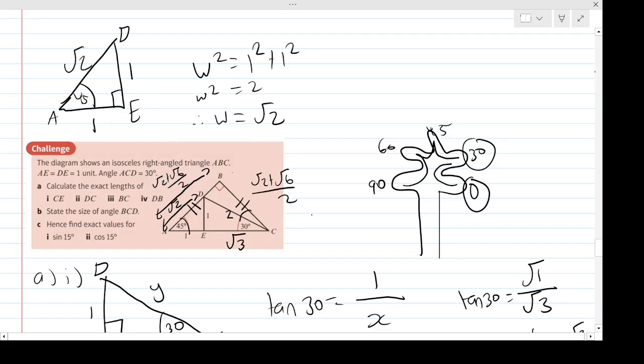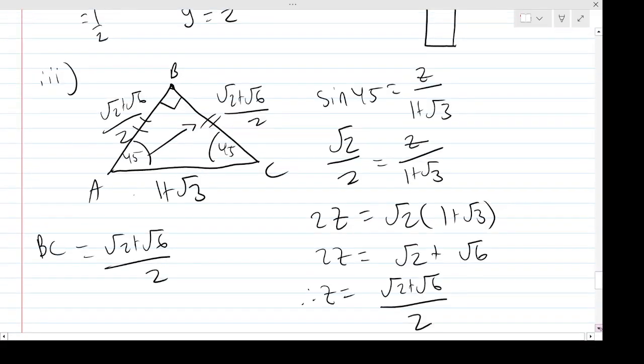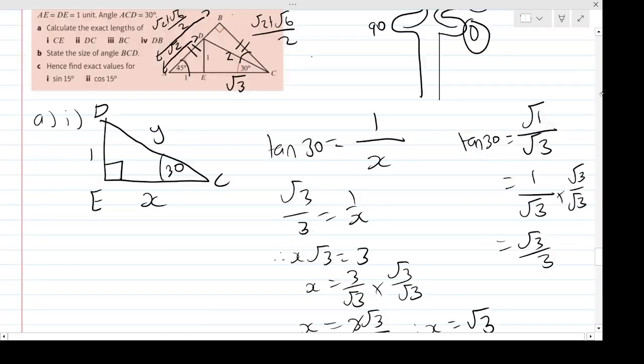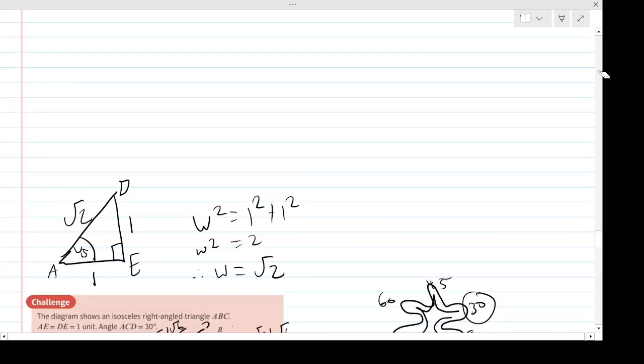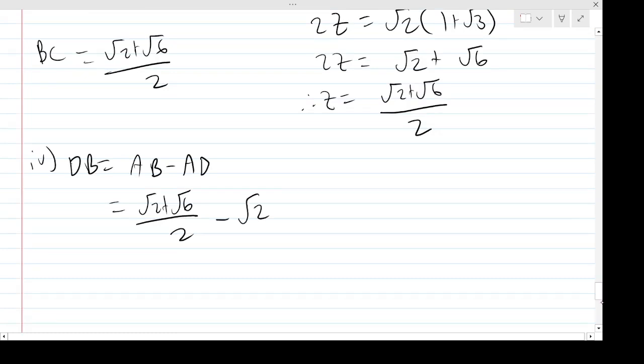Okay? So therefore, I can say, I'll do it down here, BD is going to be AD take away AB. Now AB we worked out last time, which is equal to BC, which is just root 2 plus root 6 over 2 minus AD, which we found to be root 2 up here, right? There, root 2. And so we just work all that out, right?